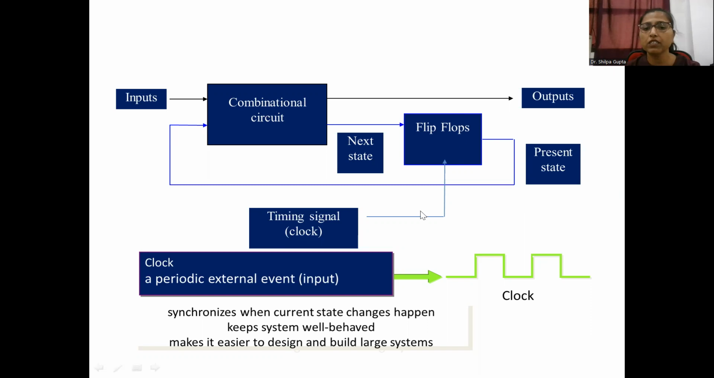These flip-flops are given some kind of clock signal or timing signal, which we have already discussed, that the flip-flops need to have some timing signals so as to make them function at the same time, because you need to employ more than one flip-flop in a single circuit.